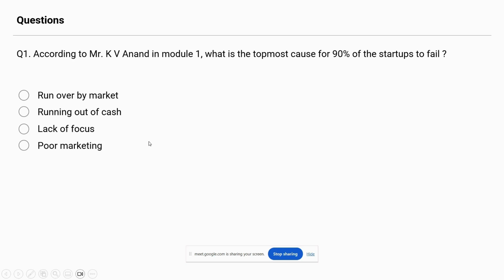So the options were A, B, C, and D. This included run over by market, running out of cash, lack of focus, and poor marketing. Whenever you attempt these questions, it's very important that you understand the context. The context is according to Mr. KV Anand in module 1. We are not asking what your opinion is on why startups fail. We are asking, according to what Mr. KV Anand said in module 1, what are the top causes?